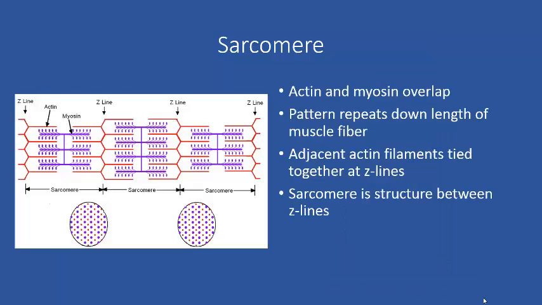What you see in this slide is an even more diagrammatic representation of a sarcomere, and you can see that the red lines in this case are representative of the thin actin filament, and the darker blue or purplish lines are the thicker myosin, and you can see how they lay in a very regular pattern overlapping each other. And you can see that the actin filaments are attached to actin filaments on an adjacent sarcomere at the Z line. And so the sarcomere really runs from one Z line to the next.